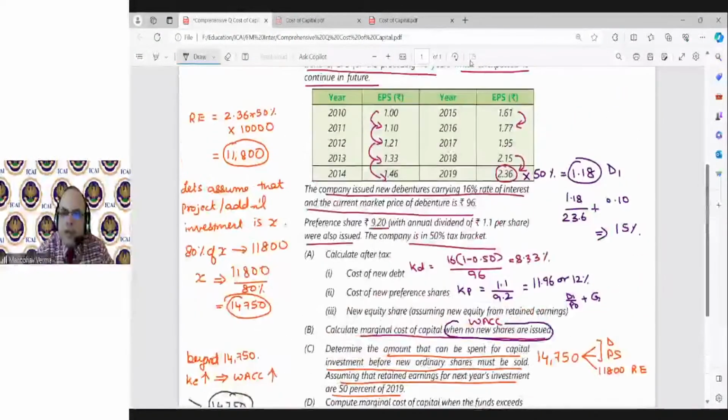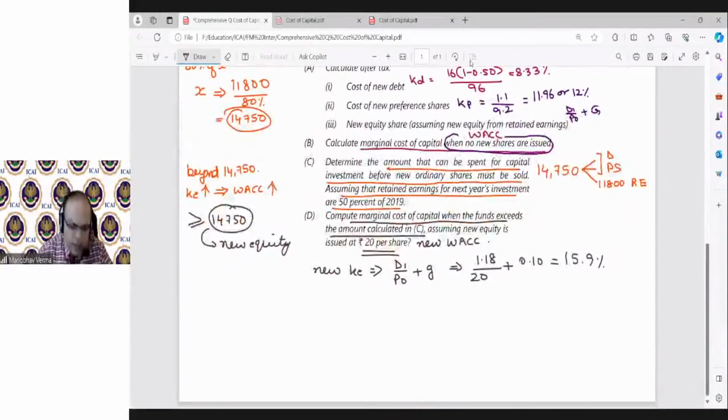What is my original cost of equity? Can anyone tell me? I think it was 15%, right? So that means, can I conclude that cost of equity has increased from 15% to 15.9%? That's what I'm expecting. Hence, the WACC or marginal cost of capital, the new one, will accordingly change.